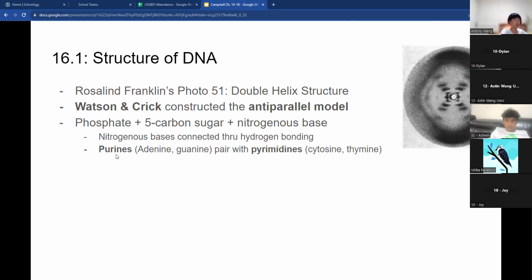There are the purines, which are big ones. They have two rings, so they're twice the size of pyrimidines. And pyrimidines are smaller. Adenine and guanine are purines. Cytosine and thymine are pyrimidines. A and G are purines. C and T are pyrimidines.